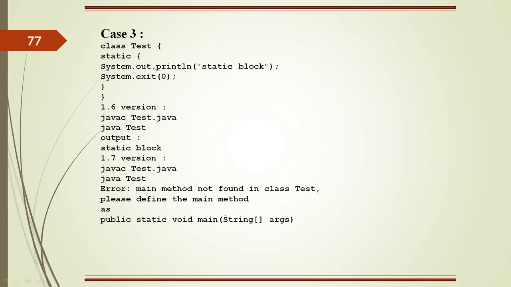Case 2 is completed, guys. I think you understood. Case 3 is like, suppose we have a test class and a static block, we have javac and java Test, the static block will execute. And then exit, the program executes before termination. But in Java 7, it will give an error.